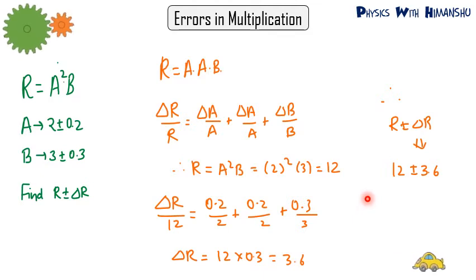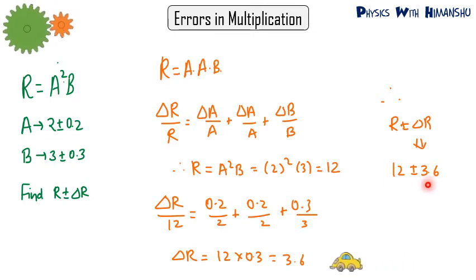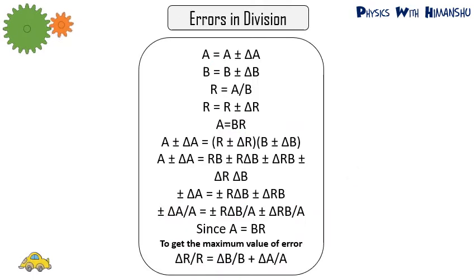So what will you report? You will report the answer that the value of R is 12, but there can be an error of plus 3.6 or minus 3.6 also. So you have to remember how to solve questions of errors in multiplication. Now we'll move to errors in division.